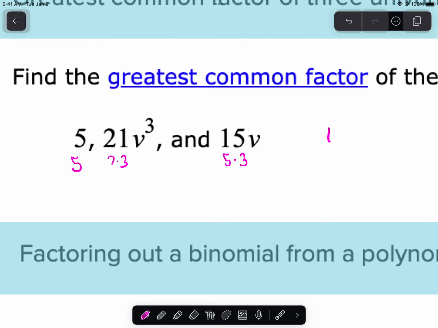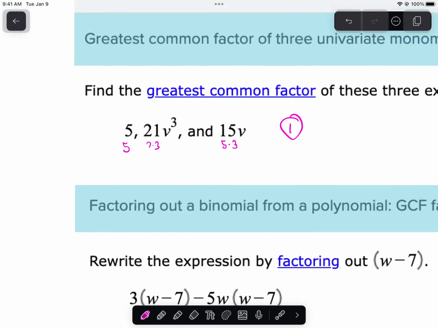Now, if they all contained a 5 or they all contained a 3, we'd include those things, but they just don't. That's why I like breaking them apart. I like thinking of 15 as 5 times 3. And the common factor for the V's would only be if they all had V's, and it would be the lowest power. They don't even have that. It's actually V to the 0, if you want to think about it like that. So 1 is the greatest common factor, the only thing that will divide into all of them. That was kind of a trick question in a way, but okay.